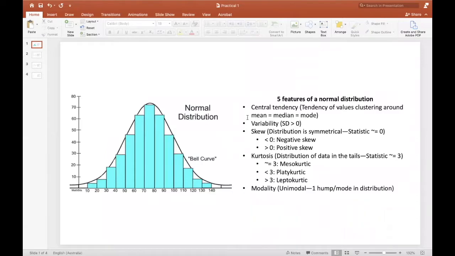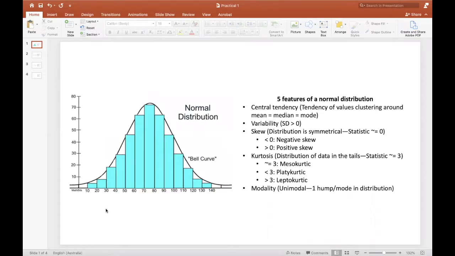And we're going to first talk about the 5 features of a normal distribution. Again, I'm going to breeze through this. Hopefully, this is revision for you guys. If not, I recommend going back through some of the revision slides for 105. So, when we talk about a normal distribution, we're talking about what our frequency distribution looks like.